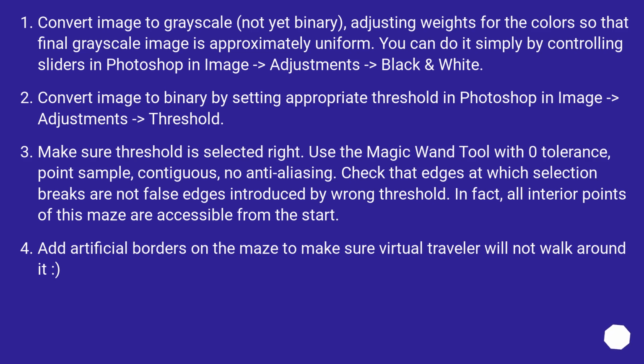Make sure the threshold is selected right. Use the magic wand tool with zero tolerance, point sample, contiguous, no anti-aliasing. Check that edges at which selection breaks are not false edges introduced by wrong threshold. In fact, all interior points of this maze are accessible from the start. Add artificial borders on the maze to make sure the virtual traveler will not walk around it.